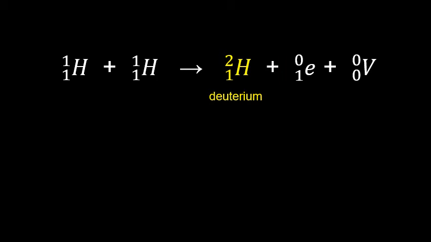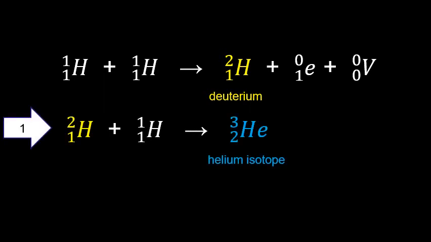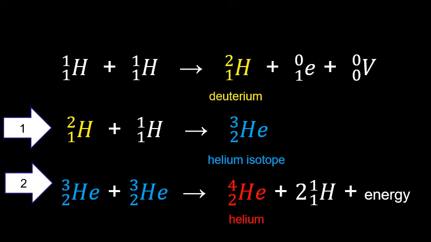On the other hand, if this process continues further and further, it can produce more different types of final product. For example, first, when the deuterium is combining with another hydrogen 1, it will produce a helium isotope. Second, when 2 helium isotopes are combining together, it will produce helium-4, which is a bigger and heavier nucleus. It also releases 2 hydrogen 1 and a large amount of energy.